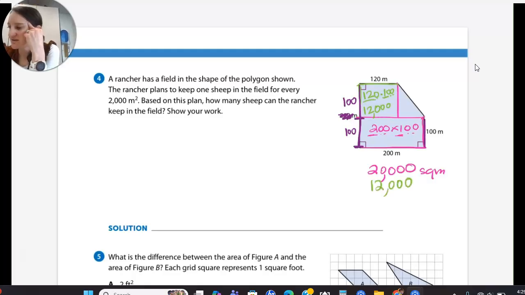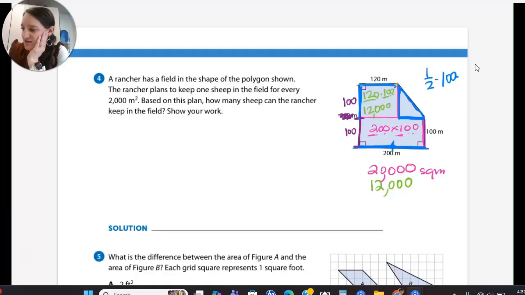Now let's go with blue. So we got a triangle. So we're going to go 1/2, right? Base times height. The base, well, let's go with the height. We know the height because it's the same as this height, so it's 100. And then how are we going to get to this base? Well, we're going to look and see that all of this is 200, but then just this part right here is 120. So that means that this has to be 80, doesn't it? Because 120 plus 80 equals your 200.